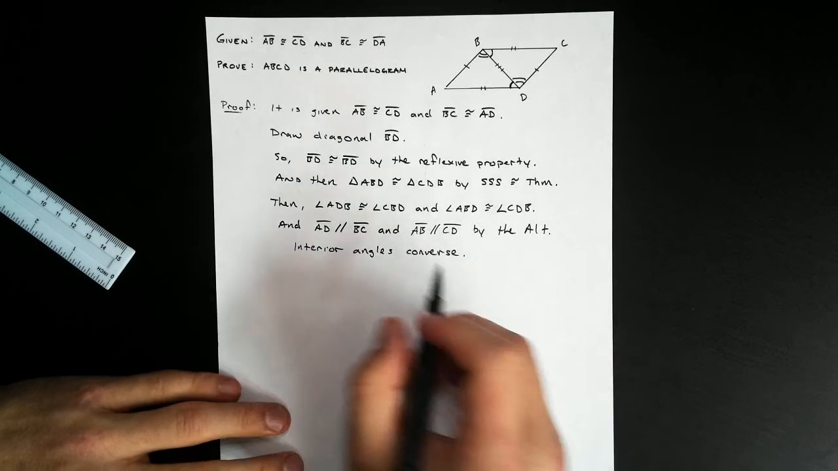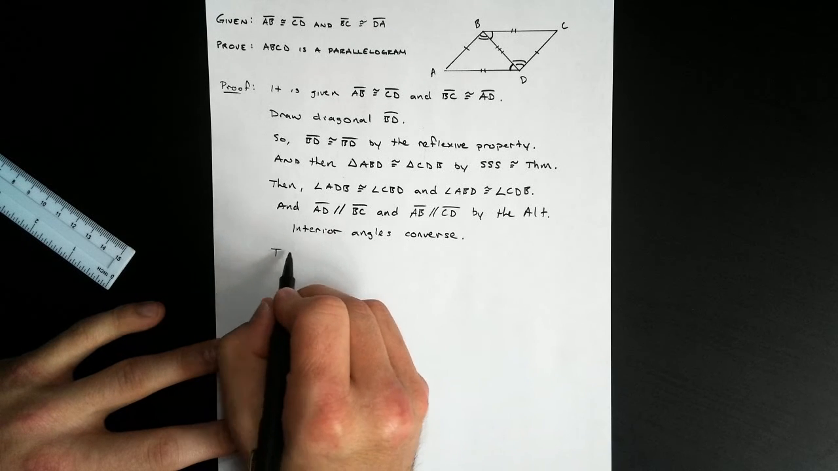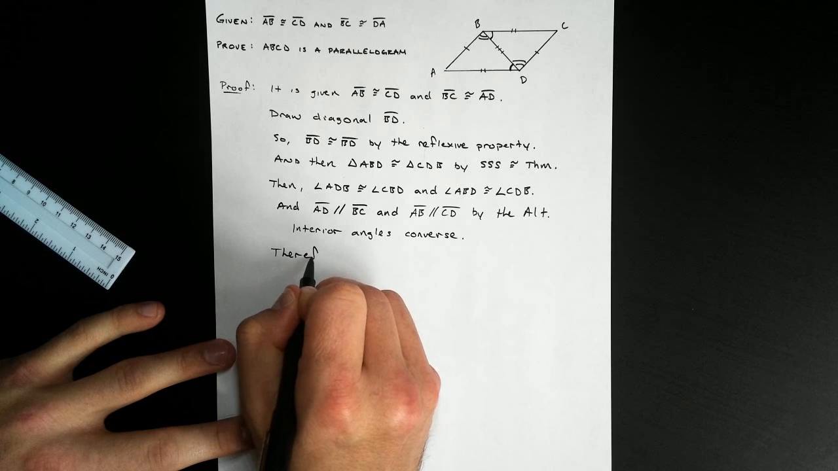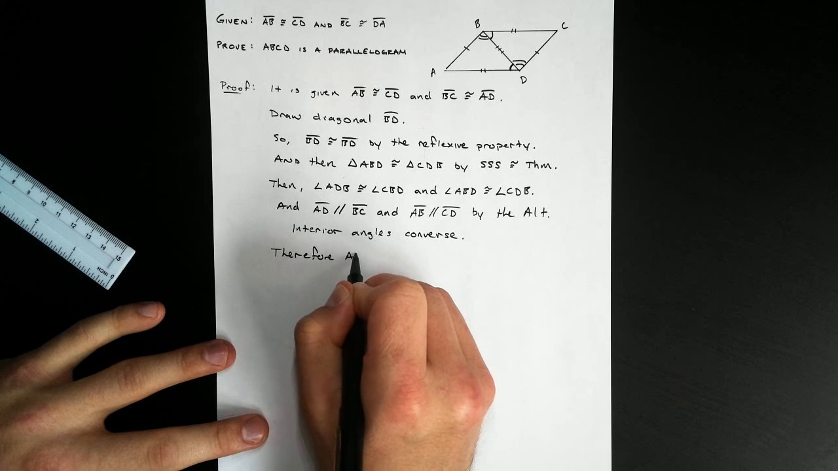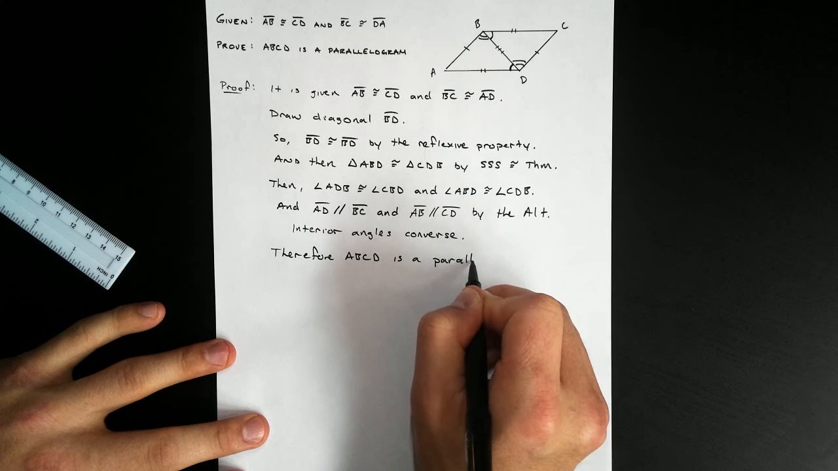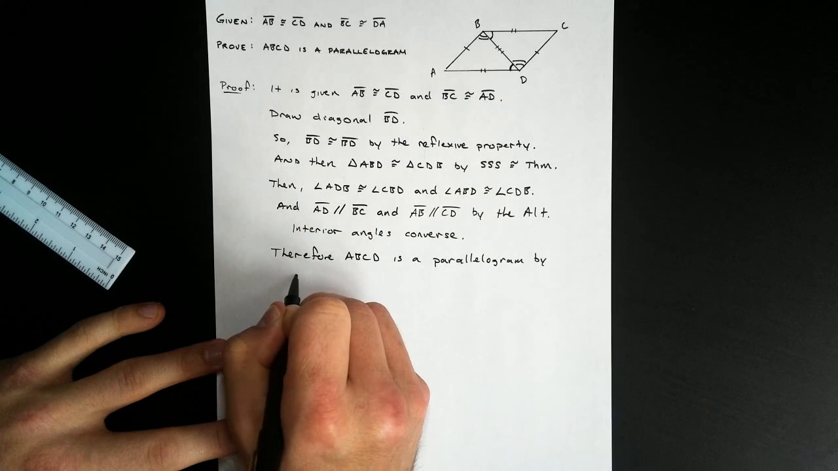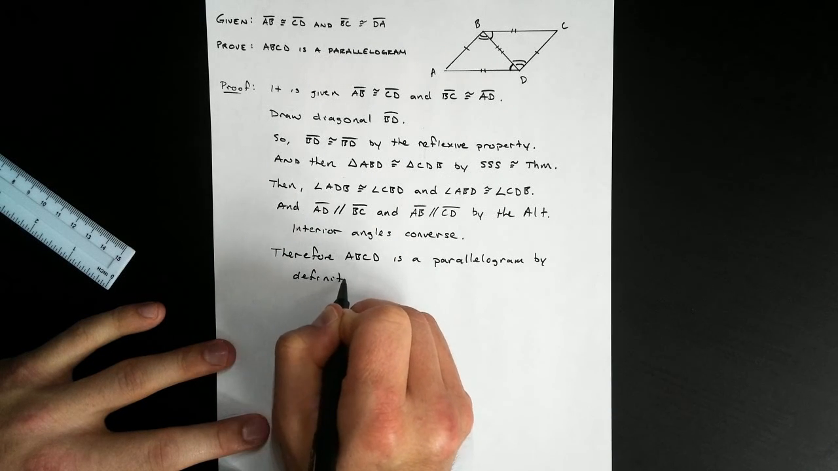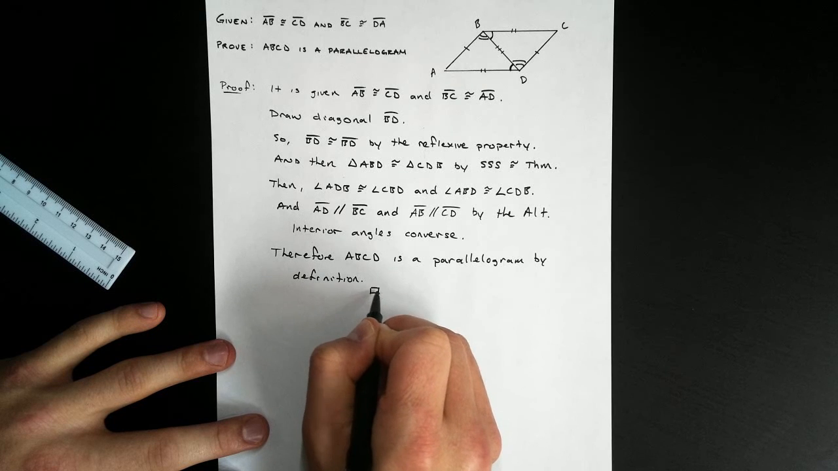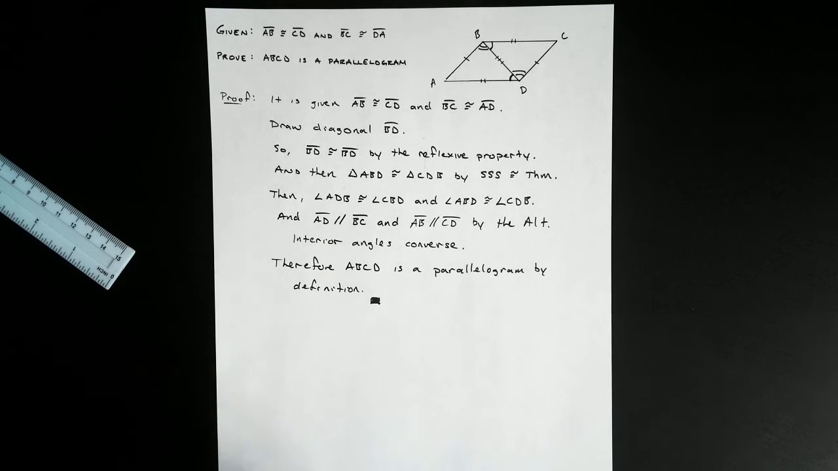And finally, because the two pairs of opposite sides are parallel to each other, that's our definition of a parallelogram. So let's finish up by saying, therefore, ABCD is a parallelogram, and that is just the definition. And that's what we wanted to show. So, starting off by knowing that the opposite sides are congruent, we were able to determine that yes, it is in fact a parallelogram.